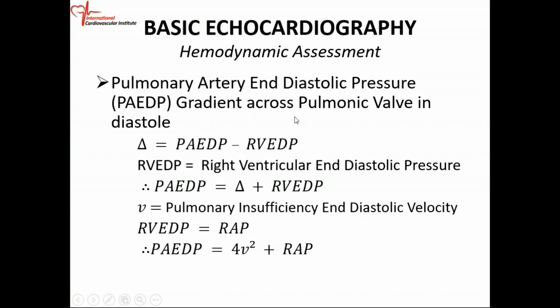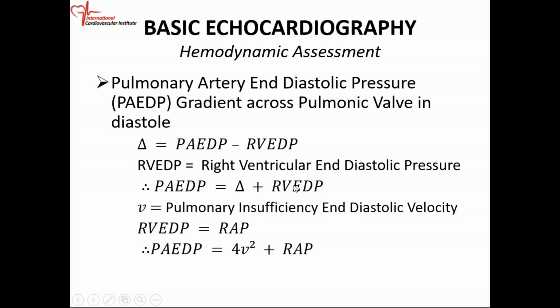So that pressure difference, we call that the gradient. And from the modified Bernoulli equation, we know that the gradient is equal to 4v squared, where v is the velocity. Most of the time, we don't know the pulmonary artery end diastolic pressure. So if you rearrange the equation, your pulmonary artery end diastolic pressure is equal to the gradient plus the right ventricular end diastolic pressure.